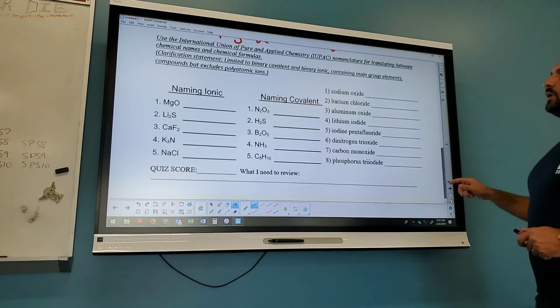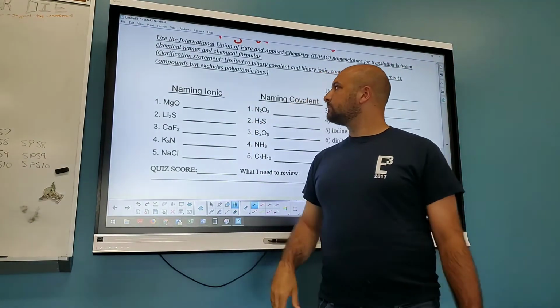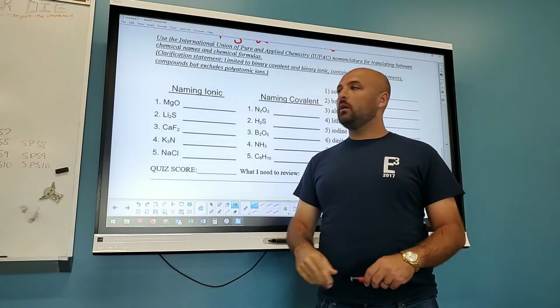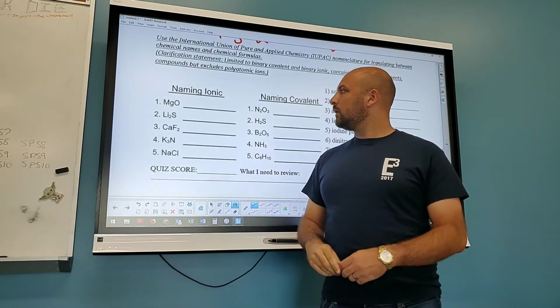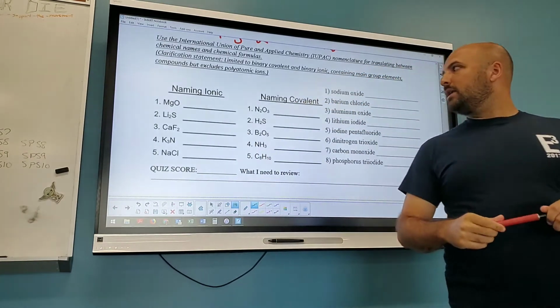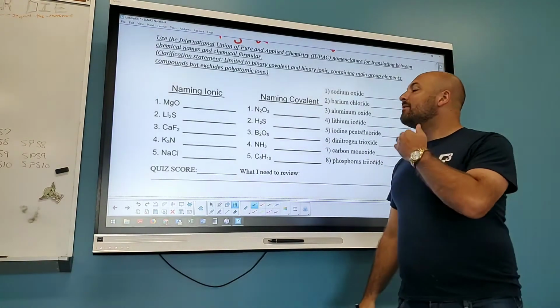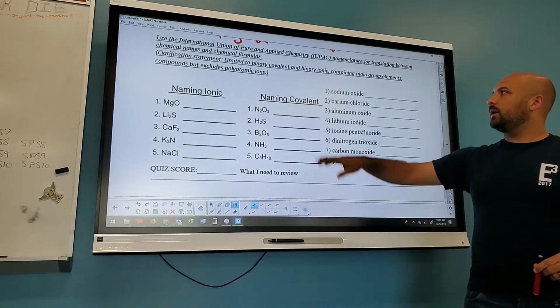Bring this on down. Naming ionic bonds. Number 1, what do we name this guy? Magnesium oxide. Number 2, lithium sulfide. Number 3, calcium fluoride. Number 4, potassium nitride. Number 5, sodium chloride. Sodium chloride. Back over here to covalent.